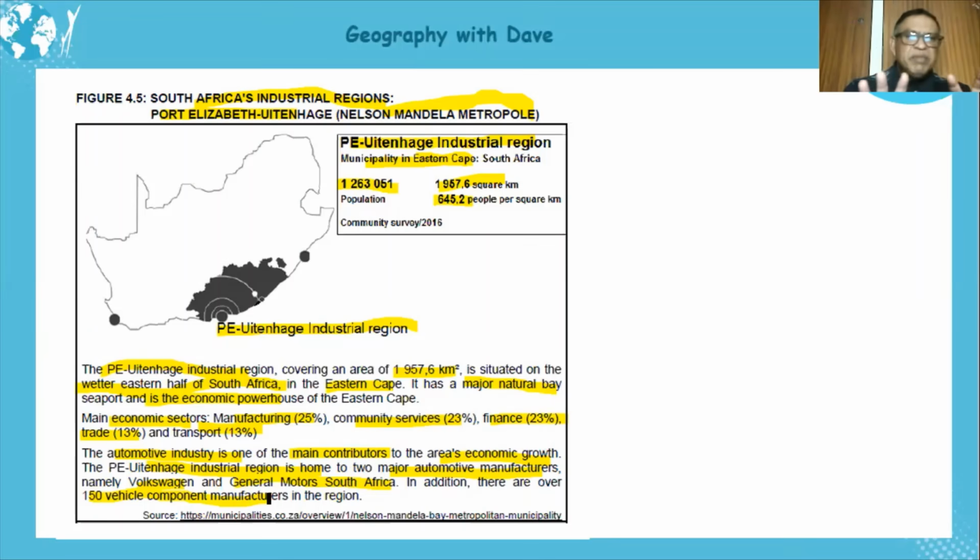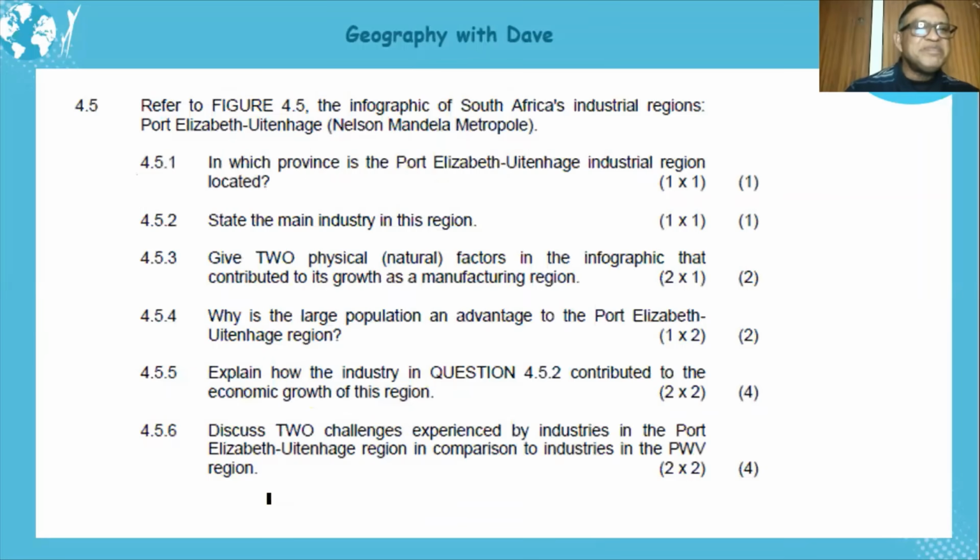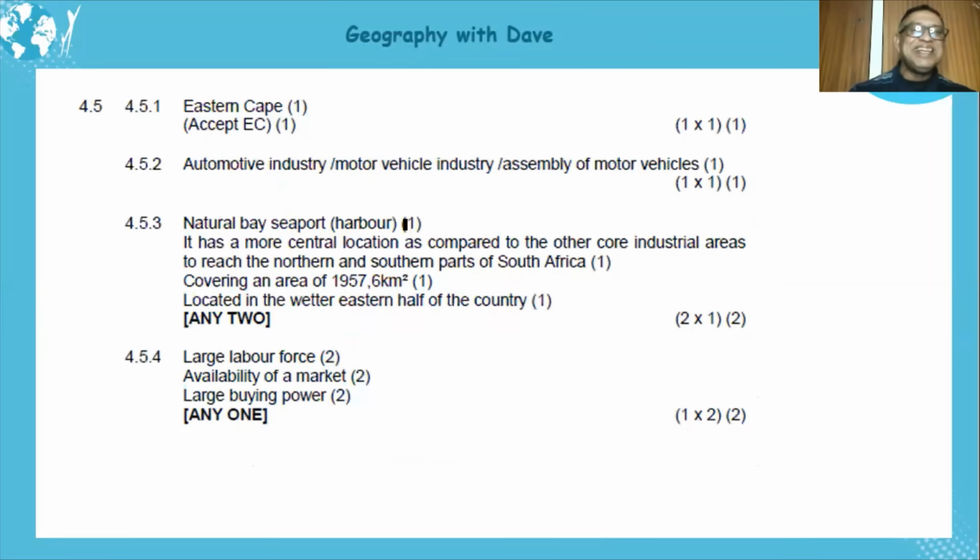So the examiner, remember again, has to make information specific so it can be used. And now I've made sense of this. Let me go on. The infograph referring to the top is on the PE-Uitenhage. Can you see again? In which province is Port Elizabeth-Uitenhage? It's written there, Eastern Cape. Answer for nothing. State the main industry: the automotive industry. Can you see it, learners? Answers for nothing. We're noticing this trend.